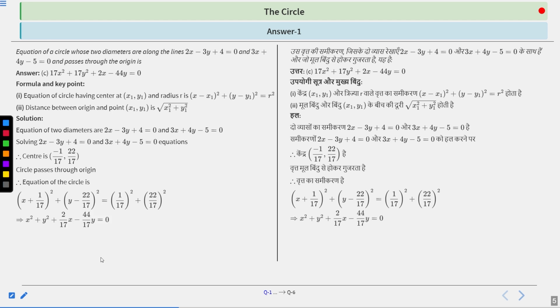After this, if you adjust this, you will get x square plus y square plus 2 by 17x minus 44 by 17y is equal to 0. And after adjustments you will get the equation of the circle as 17x square plus 17y square plus 2x minus 44y equal to 0. Clear?